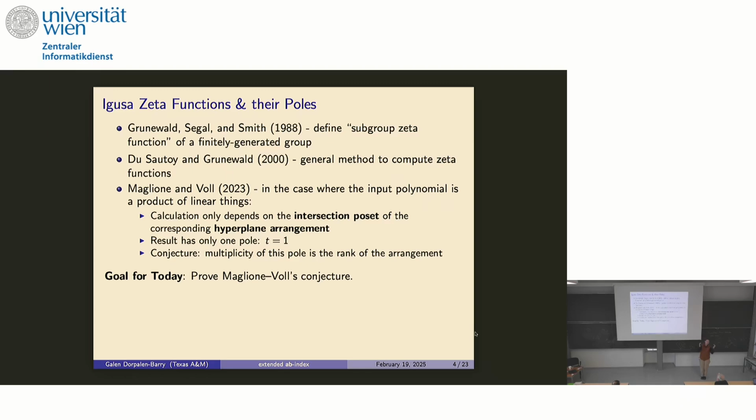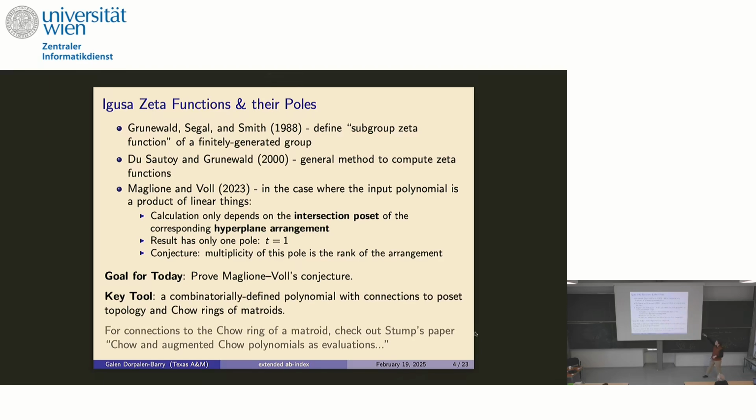Well, not silly, but it sounds like we're going to do something with rational expressions. What we're actually going to do is just look at the numerator of this rational expression and show that it's not 0 when t is equal to 1. And the way we can do this is by showing that the coefficients are all non-negative.